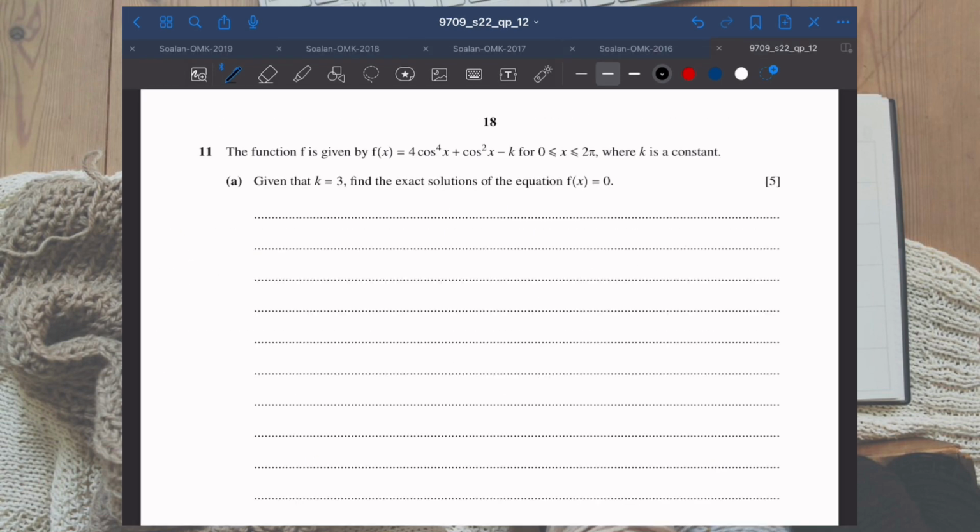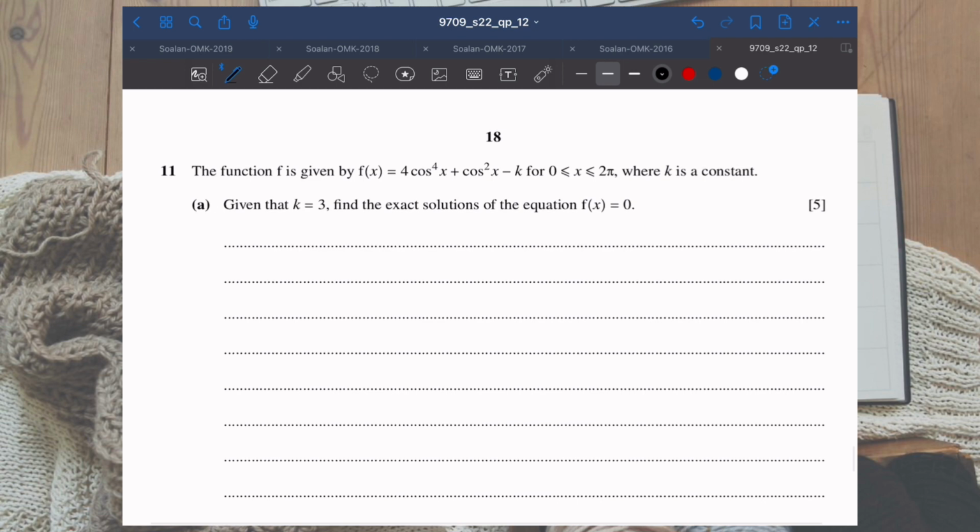Question 11. Function f is given by f of x equals 4 cos to the power 4 x plus cos squared x minus k, for x more than or equal to 0 and less than or equal to 2 pi, where k is a constant. Part A. Given that k equals 3, find the exact solutions of the equation f of x equals 0.